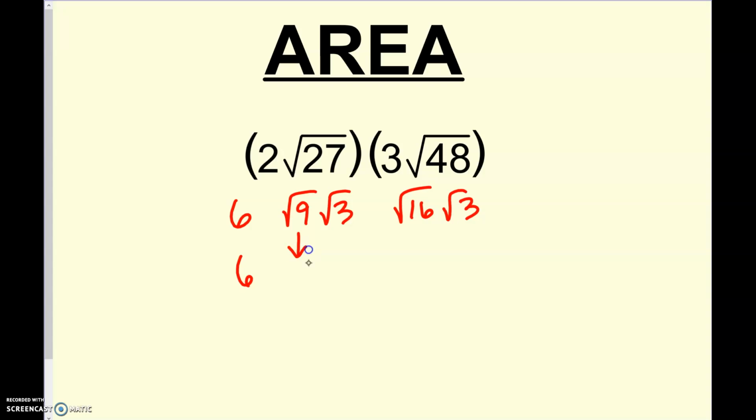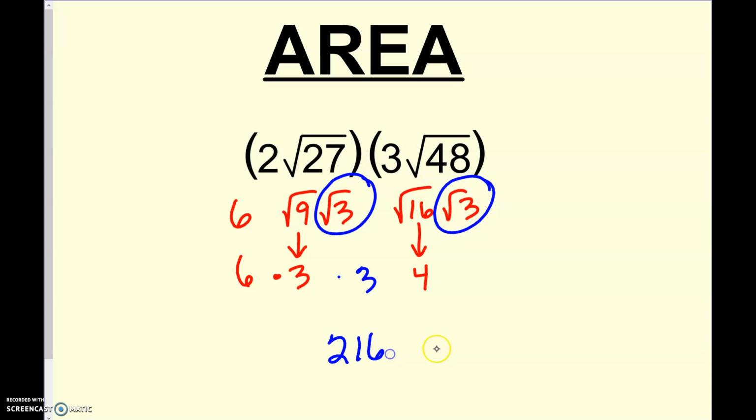Now the square root of 9 is 3, and these are multiplied together, and the square root of 16 is 4. Now, on that last one, we just said the square root of 3 times the square root of 3 is 3. So now we just need to multiply all of that together: 6 times 3 times 3 times 4. And I got 216, and whatever that label was, squared, because we're finding area.